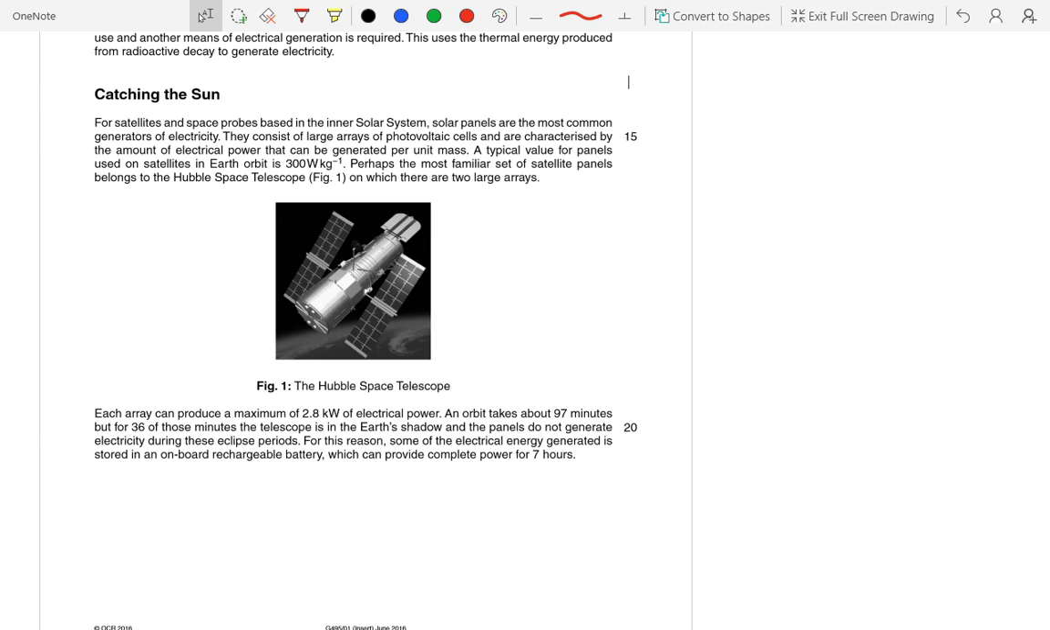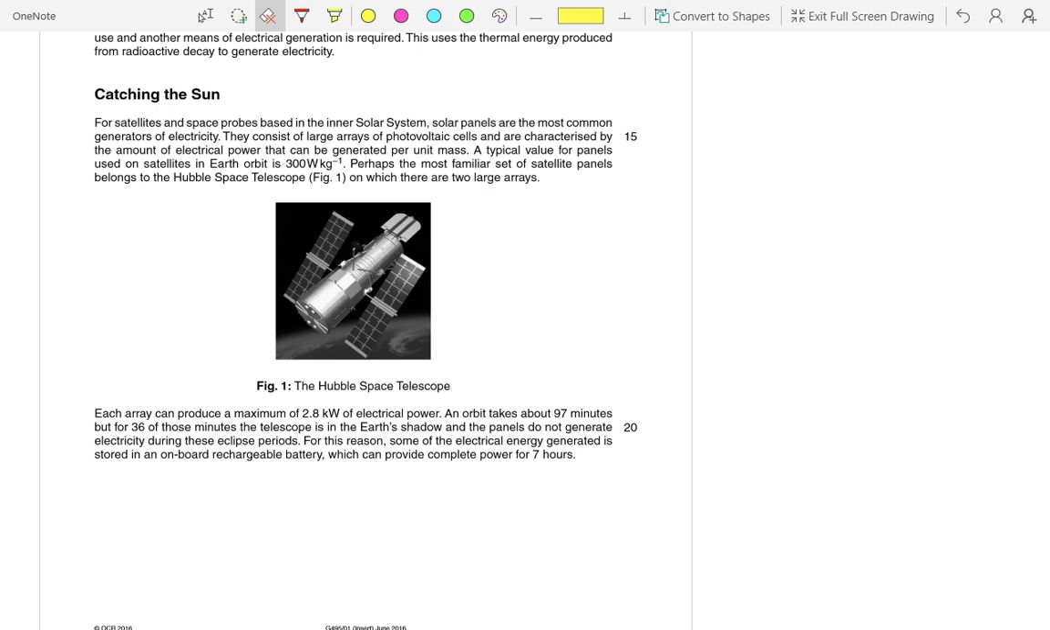And whatever the question asks for you, because it says here a typical value for panels used in satellites in the Earth's orbit is 300 watts per kilogram, and it could be in the exam that you're looking at a slightly different one. In the exam papers it could be 250, 350, so it's just always important to make sure you're using the right values. It may sound stupid, but people still mess it up.